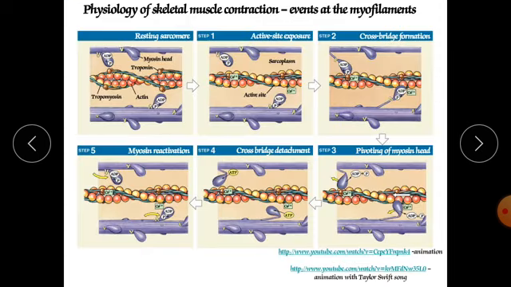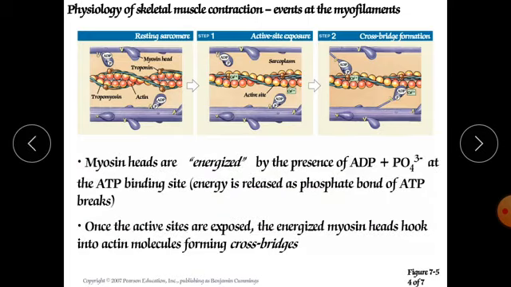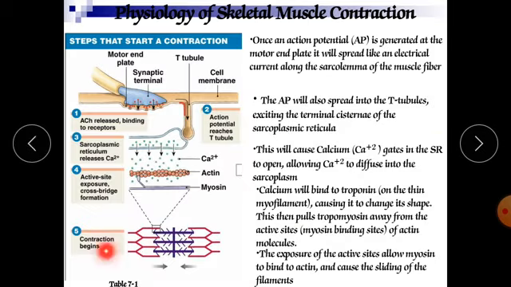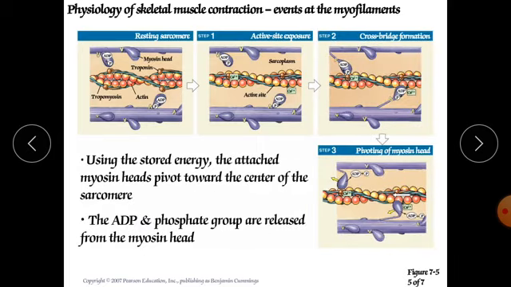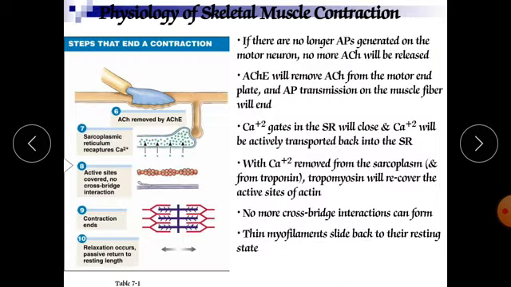In the earlier steps we have discussed the contraction. Here you can see the contraction has occurred in steps 1 2 3 4 5 6. Now we will proceed towards relaxation, and how relaxation occurs. Now, in the sixth step, if there is no longer action potential generation on the motor neurons, no more acetylcholine will be released. Acetylcholine will stop being released. Now the anticholinesterase will remove ACh from the motor end plate.